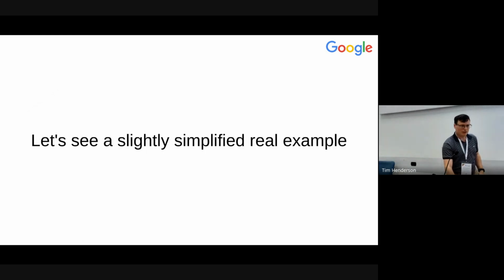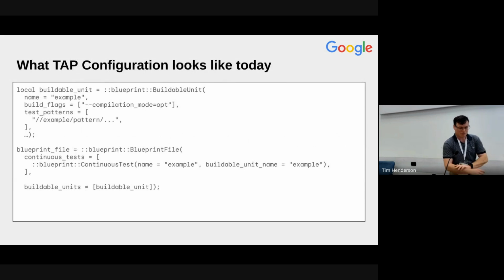So now I'll show you a real example of the configuration that people have to work with. There's a horrible configuration file that people write in. It's called a blueprint. It has a custom configuration language. Don't worry about the syntax, but that shows the minimal amount of code that you would typically write. We've got the name, which is example, the build flags, compilation mode equals opt, a target pattern, and then you say, okay, here's my continuous test. It uses this buildable unit. Here are my buildable units, and there are a number of ways you can structure this file, so it's slightly simpler, but it looks like this generally.